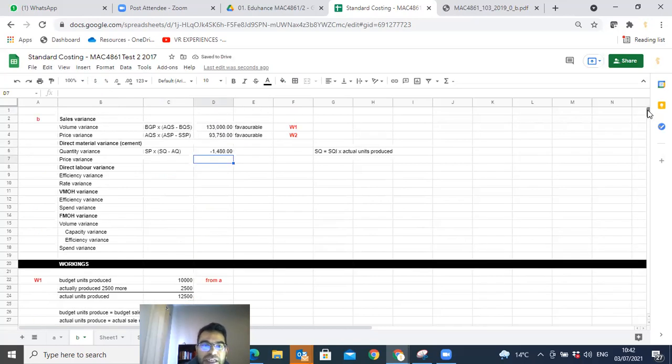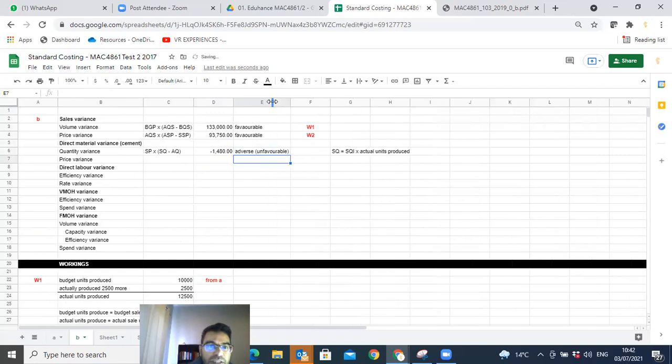So you'll see the answer will be negative, which means it is unfavorable. You can either use adverse or unfavorable. You must use the terminology that they give you. They never gave us anything, so you can use either one. Adverse or unfavorable.